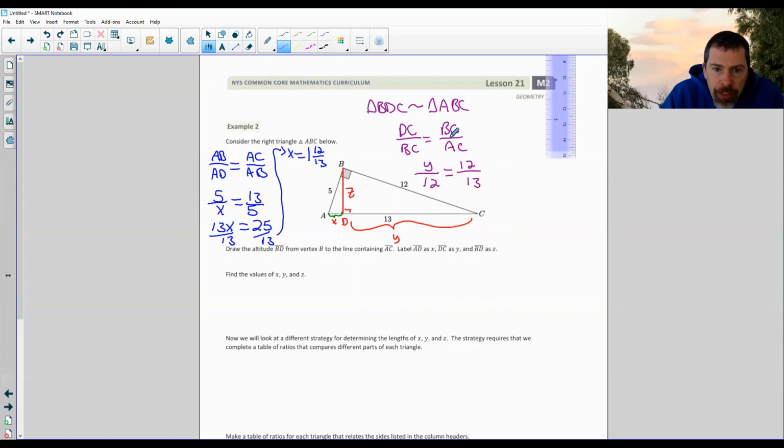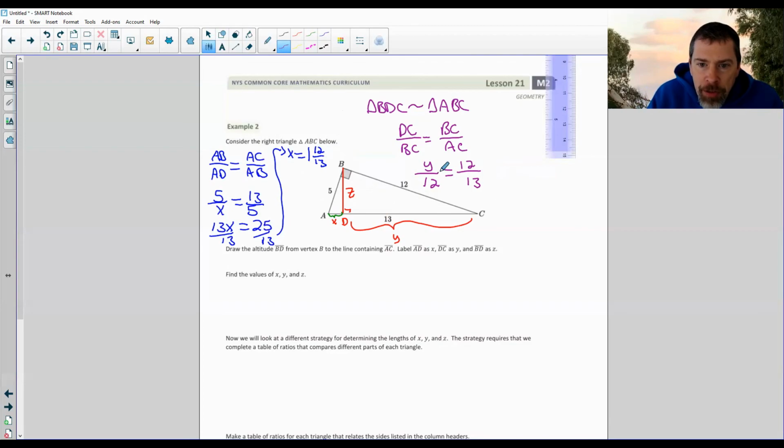Okay, so we could have done it this way, but did you hear what I just said? We've already found X. So we could just take 13 minus that, which would be 12, 11, and 1/13. So let's just see if that's what we get when we do this cross multiplying.